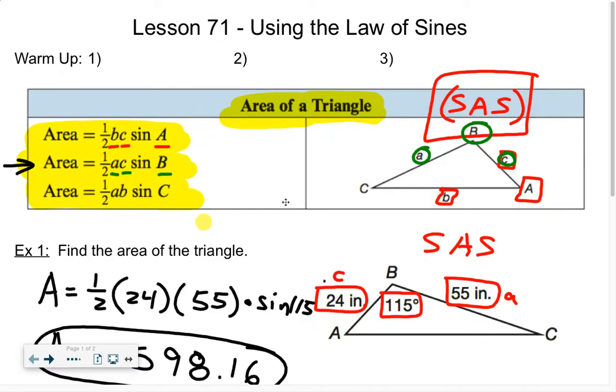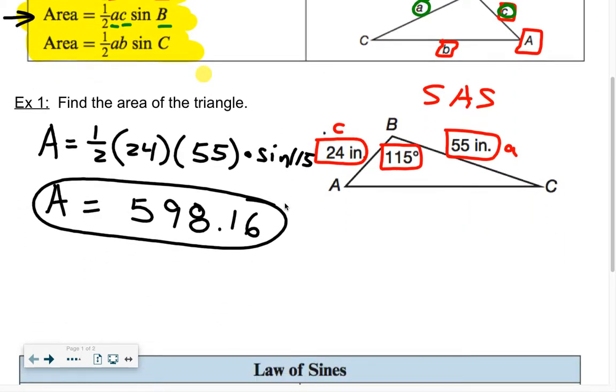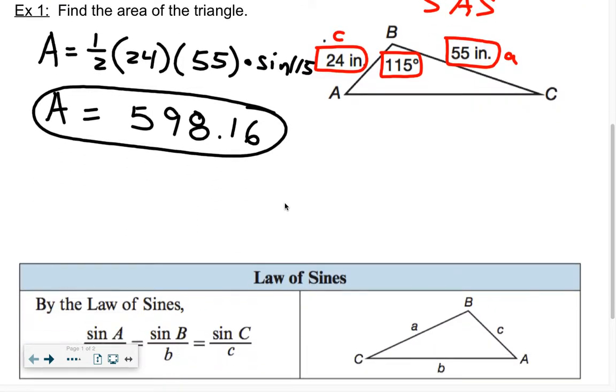So we started by finding the area of a triangle using our SAS. Again, that's side, angle, side in consecutive order. Using our template that they gave to us, we did example number 1 by finding the area of the triangle, 24, 55, and 115 degrees to come up with 598.